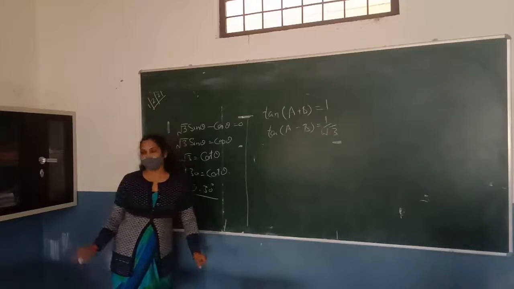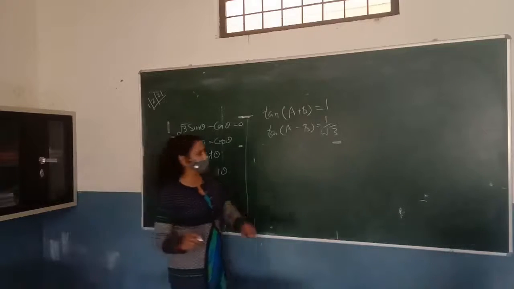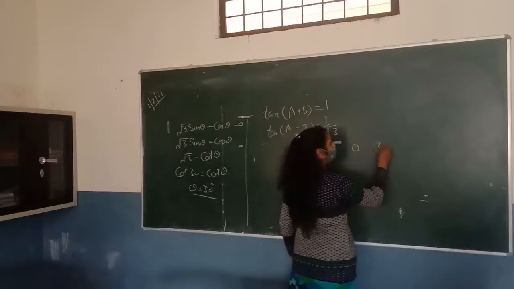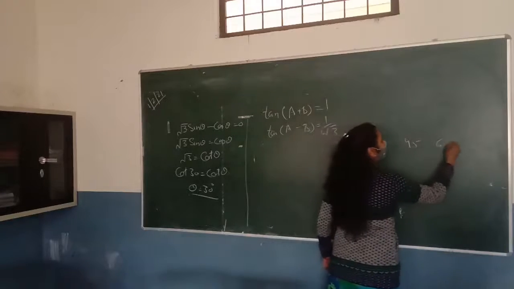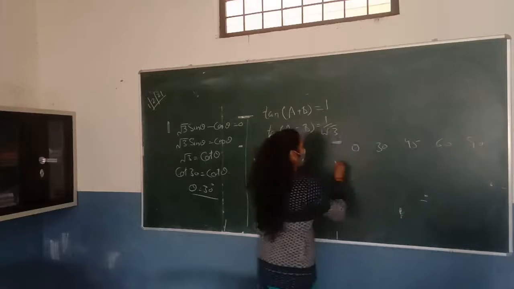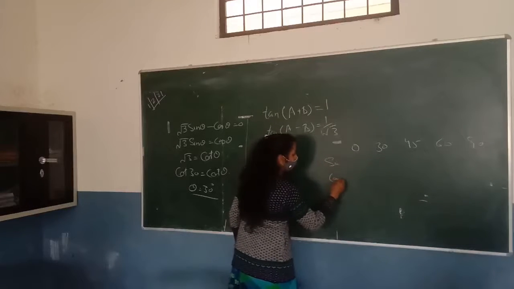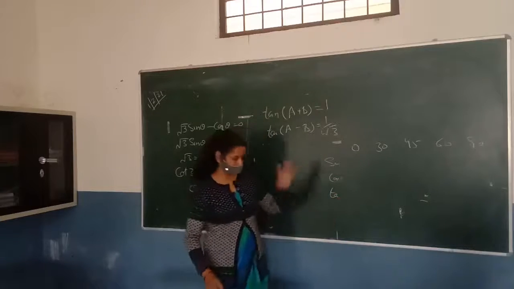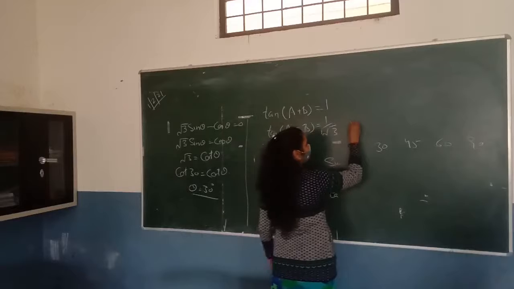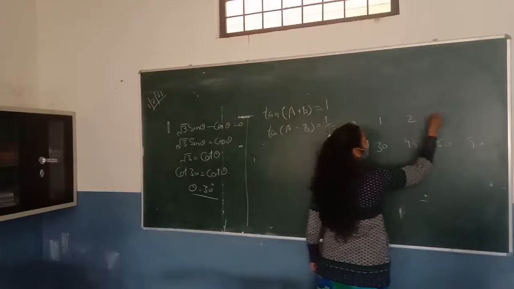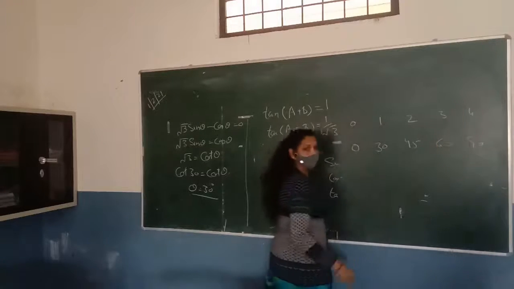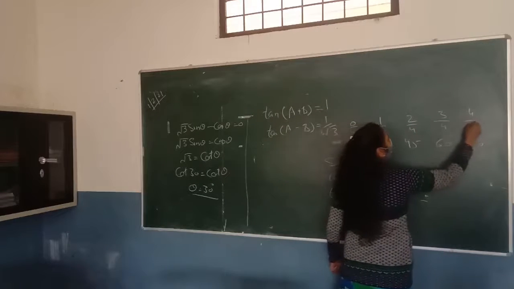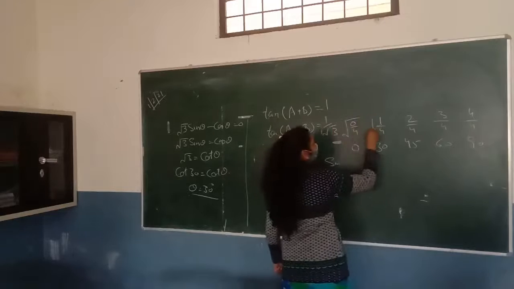You should learn the table, and the table is very easy. You can write it like this. Angles 0, 30, 45, 60 and then 90. And these are sine, cos, tan and so on. Now we can write here 0, 1, 2, 3 and 4. I'll divide all the terms by 4, and take the square root of these values.